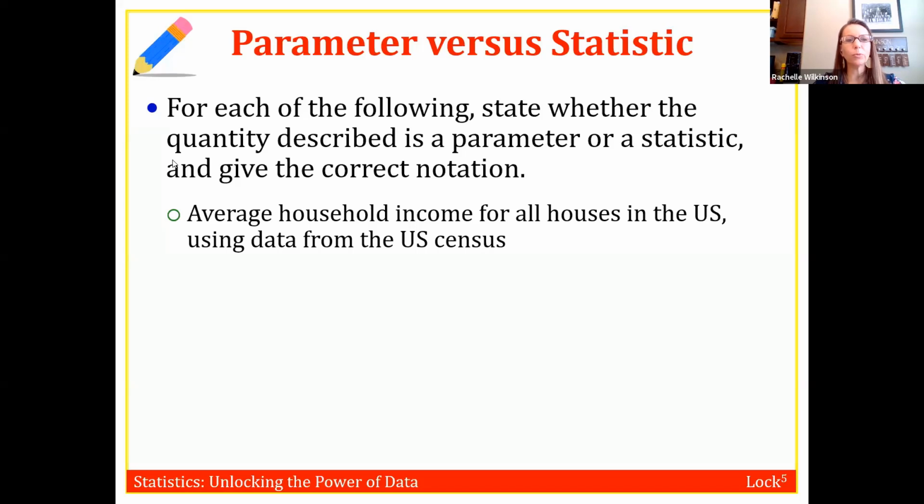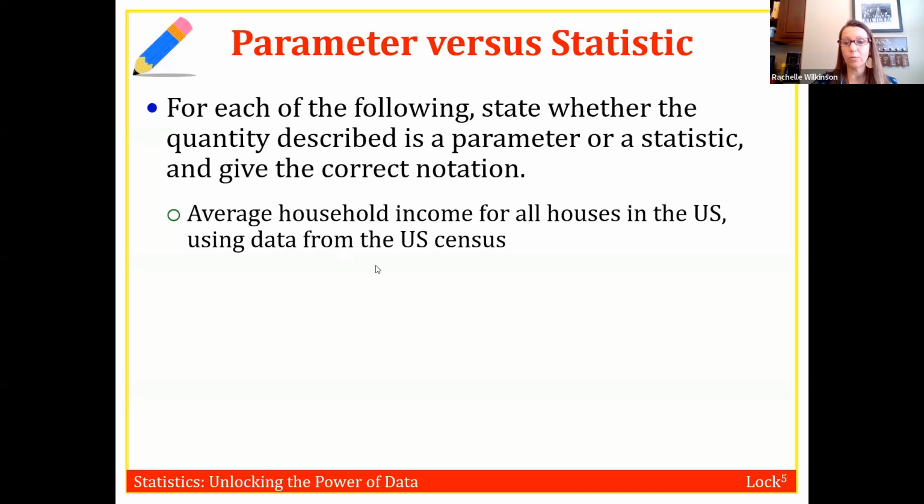Okay, so everybody's saying parameter, and you're correct. So we're looking at a parameter. And how do we know that we're looking at a parameter? Because parameters go with everybody in the population, and the data came from the US Census, right? So since we got our data from everybody in the population, then we're dealing with a parameter. So now we have to decide which one.